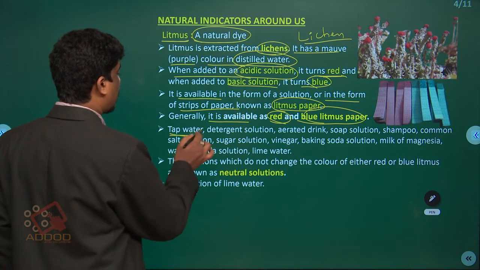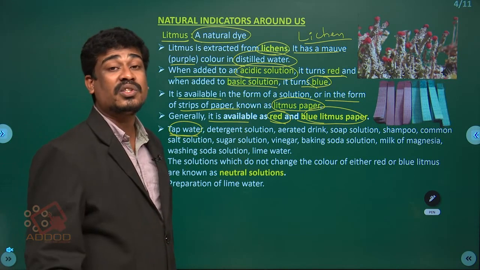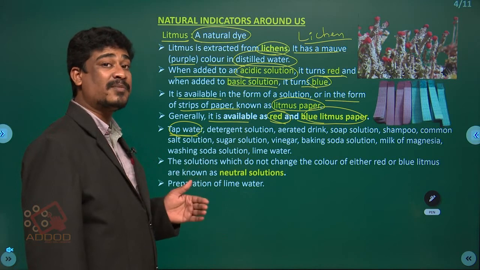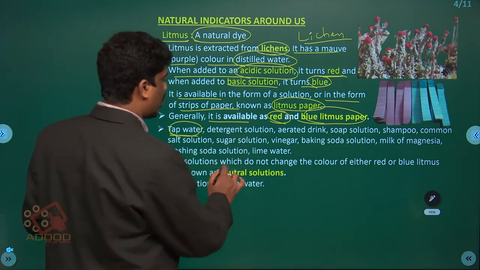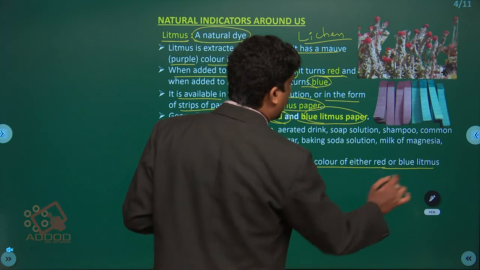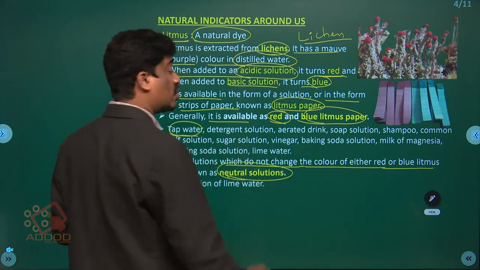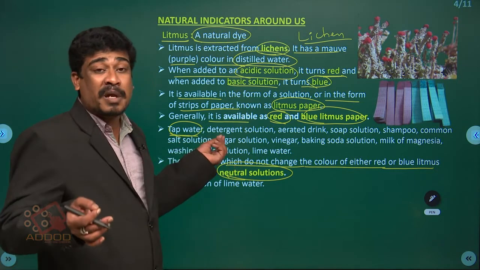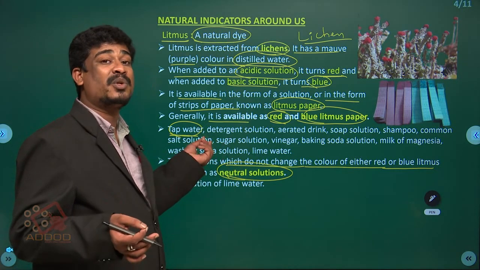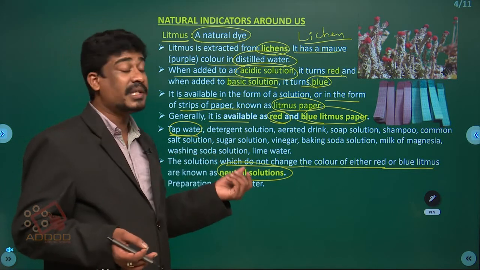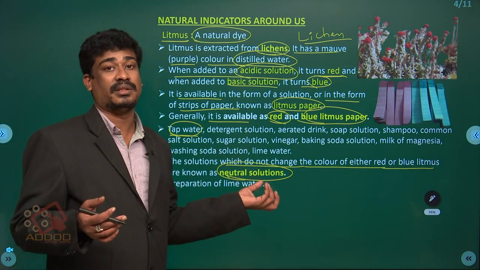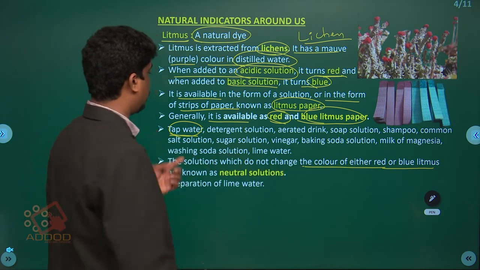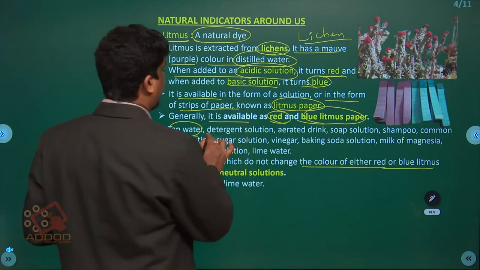Here, if you see tap water, it cannot change the color. So these two observations will not be observed. The solutions which do not change the color of either red or blue litmus are known as neutral solutions. So while adding litmus paper to the tap water, we cannot change the color, either red or blue. So tap water is neutral.